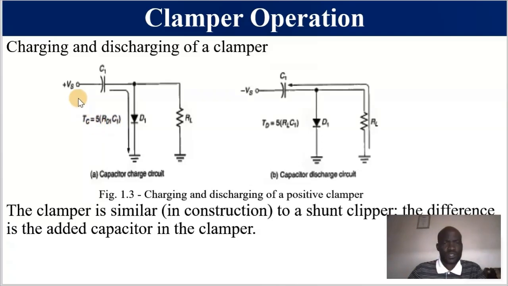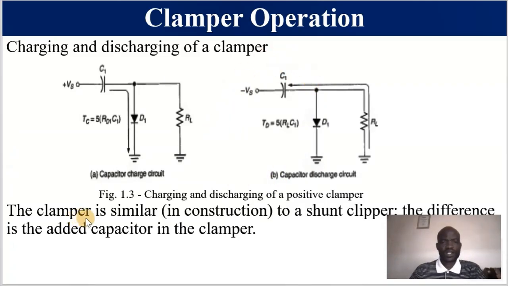Our capacitor charges when the diode is forward biased, so it charges in this direction. Why? Because our input is positive, so this diode is going to be forward biased, hence it charges this way. This is our load resistor. When the capacitor is charged this way, it discharges in this direction through the load. Please take note, the capacitor discharges through the load, and normally it discharges when the input is negative.